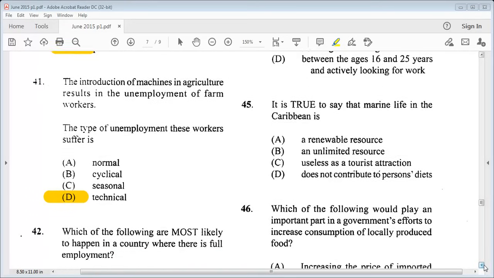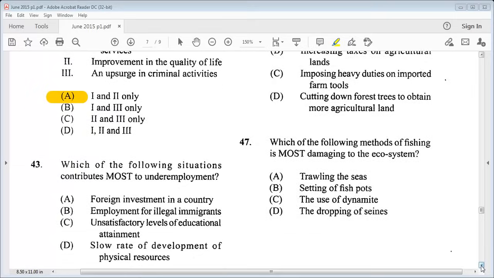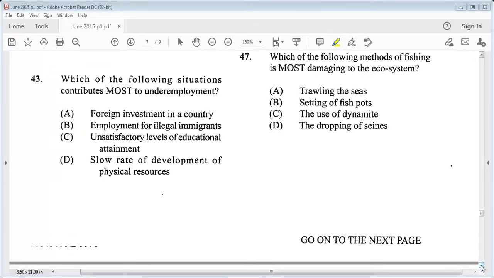42 says, which of the following are most likely to happen in a country where there is full employment? 1, greater demand for goods and services. 2, improvement in the quality of life. 3, an upsurge in criminal activities. So what would be our answer option? Our answer option would be A, 1 and 2 only. Let's go on to 43. 43 says, which of the following situations contributes most to underemployment? So we know that is B, employment for illegal immigrants. Let's go on to 44.